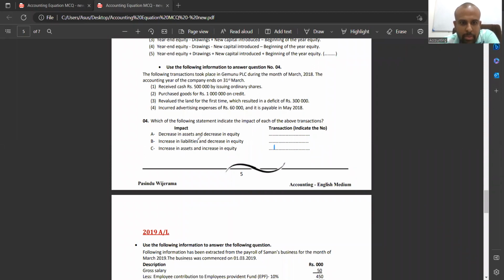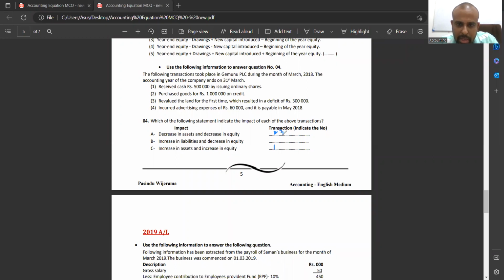Purchase of goods on credit. When you purchase the goods on credit, assets increase, liability increases, but that type of option has not been given, right? Next, revalue the land for the first time with a deficit. Now we are revaluing an asset with a deficit. That means an asset worth 5 million is revalued to 3 million. If a 5 million asset is revalued to 3 million, what will happen? Assets balance decreases. On the other side, equity balance also decreases. Therefore, the third one could be written here.